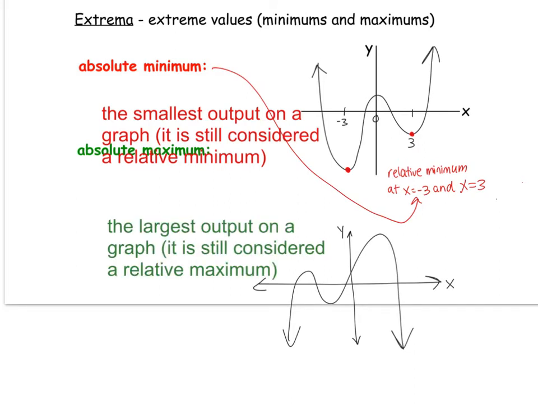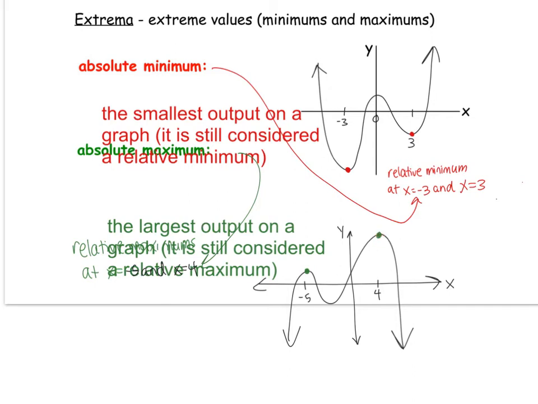So the largest output on a graph, and it's still considered a relative maximum, is your absolute maximum. So again, we would say that they have relative maximums at, so I labeled my graph here, x equals -5 and x equals 4, but then you would say that the absolute maximum is at x equals 4, because that is the highest point of the graph.